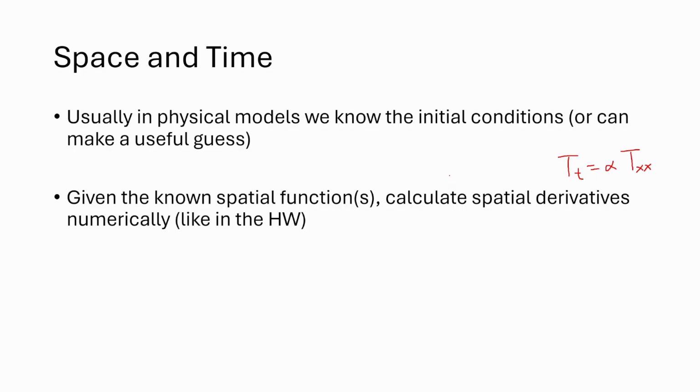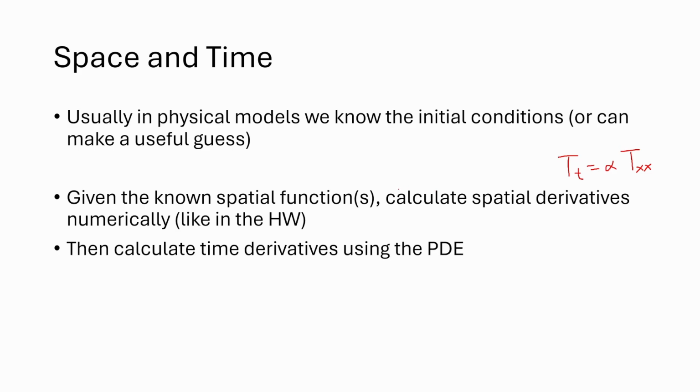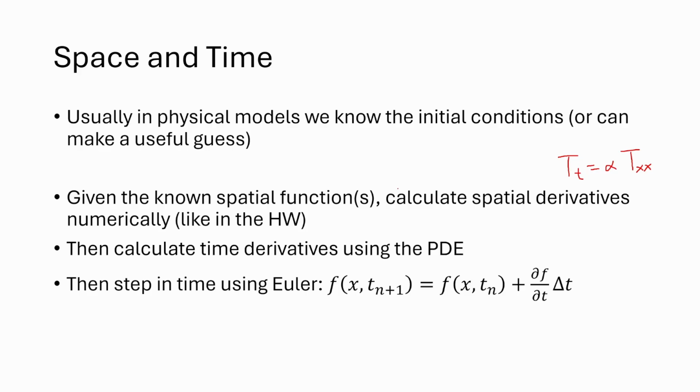In the example of the body panel, I'm putting my body panel in a furnace, and so I know the initial temperature. My panel starts at room temperature, and the furnace starts at whatever temperature. And so that tells me T of x at time equals 0. And then you use those T of x values to calculate your derivatives. So you get your derivatives, and you do the Euler stepping.